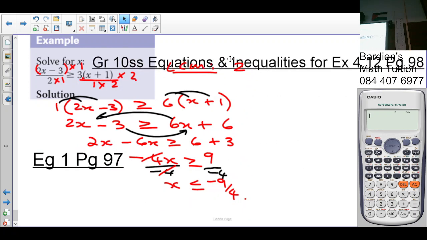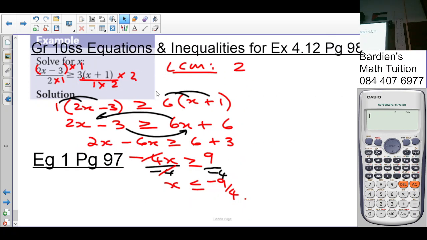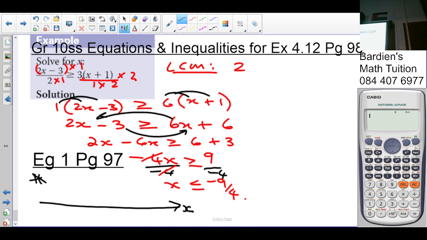the number line, what would I do? Draw a number line, yes? Good start. This is your x. Then I mark this, it is called the critical value. Okay? So mark negative 9 over 4. Open or closed circle? Closed. Why? That's equal. It's inclusive.